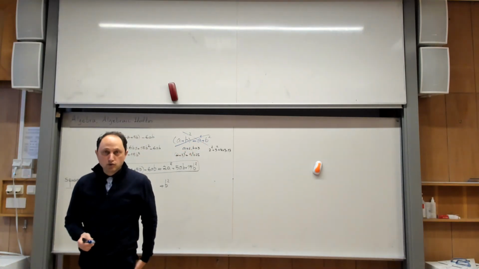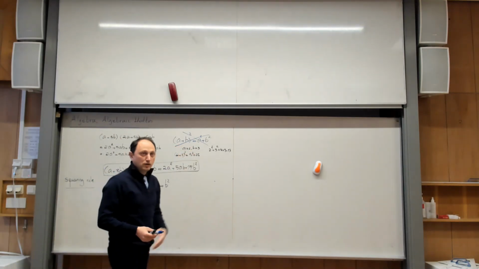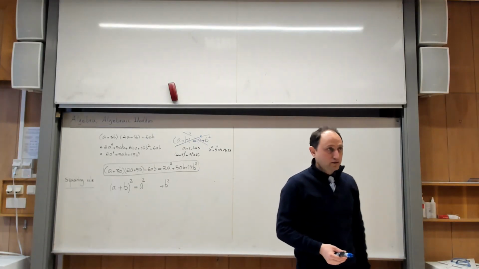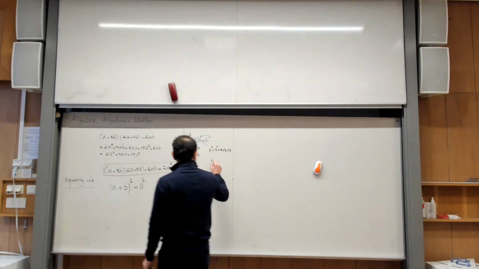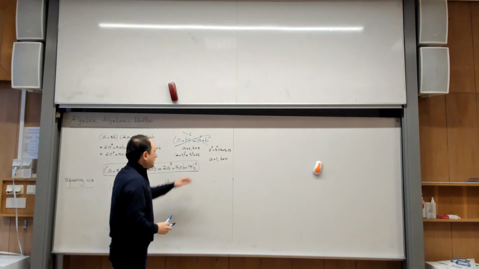Of course, I can cook up examples in which this is true. For example, can you give me an example of an a and b so that the left-hand side becomes equal to the right-hand side? 1. Yes, a 1, b 0. If I choose a equals 1, b equals 0, then I hope that you agree with me.